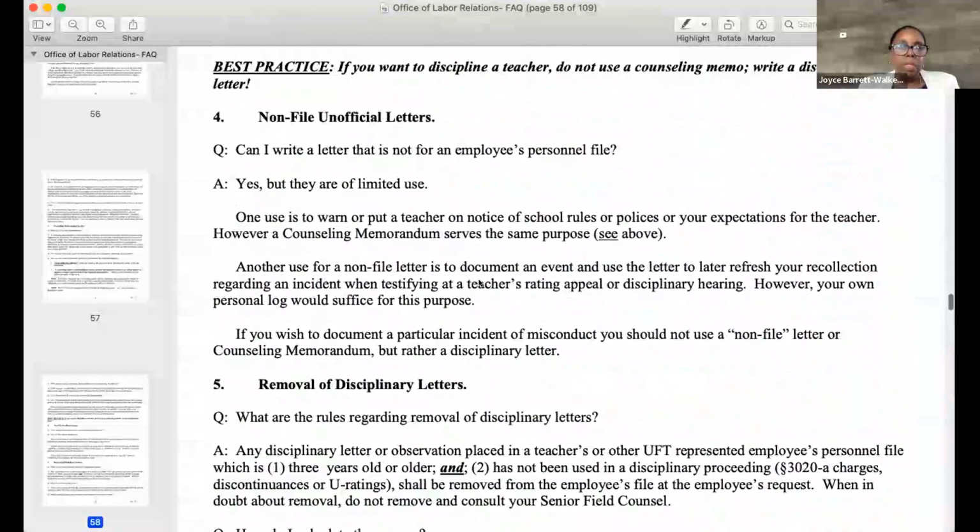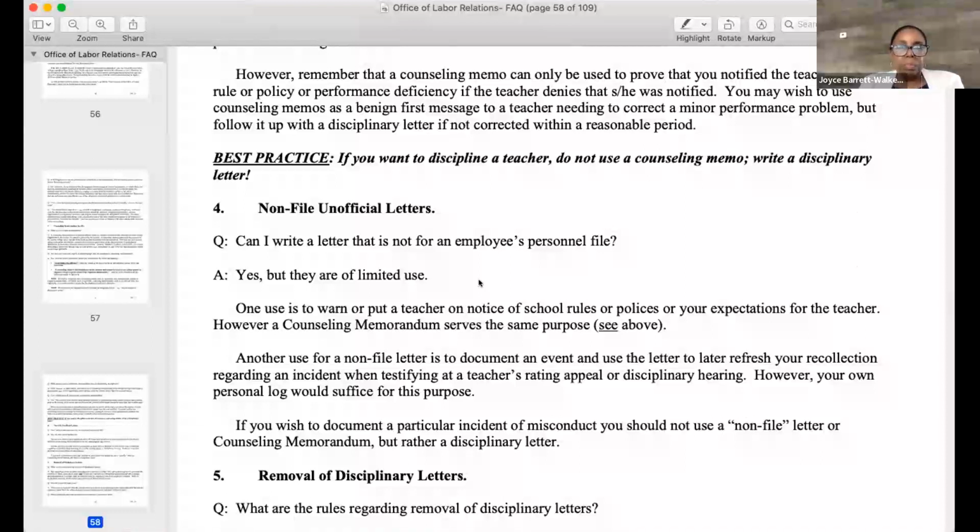Here we have non-file letters. And don't forget, it's not for the personal file. It says they are of limited use. Always realize that I feel that's at least giving teachers notice, that you put them on notice, that you're not just going from saying something verbally to putting a letter in the file. So that non-file letter, the counseling memorandum, it's a midpoint for them.